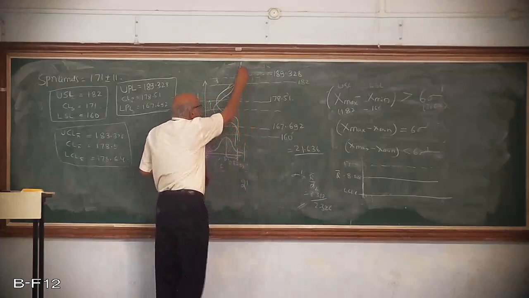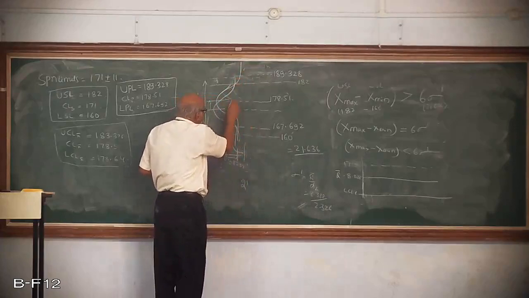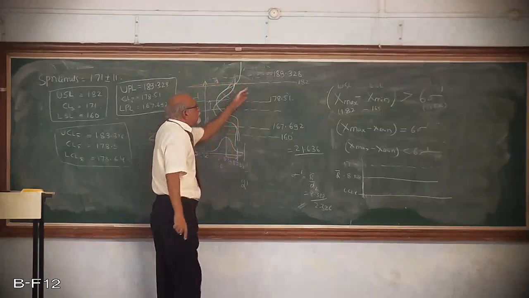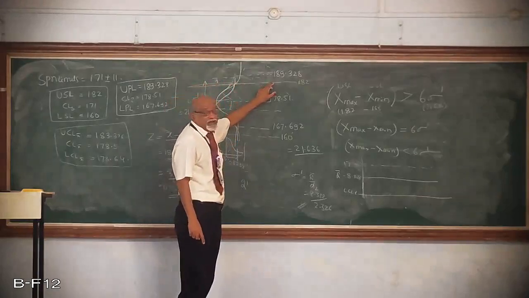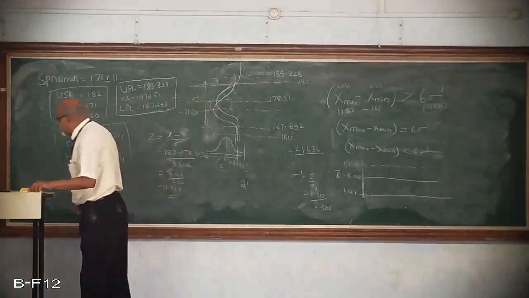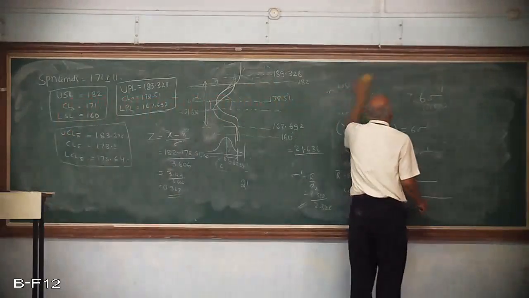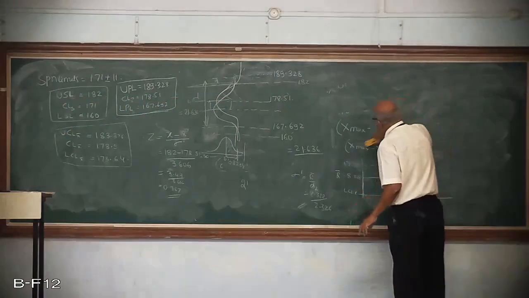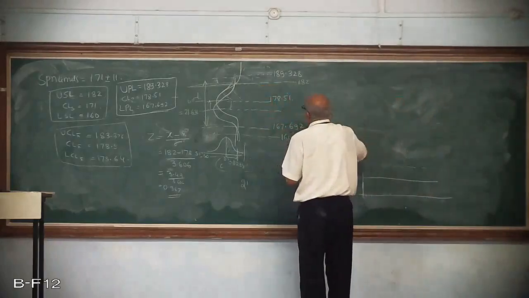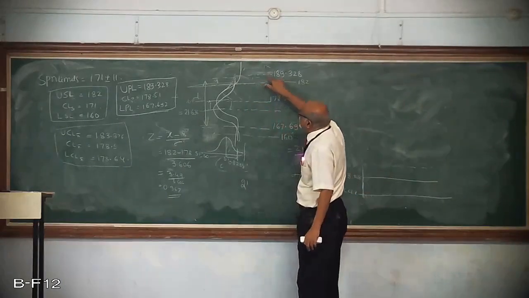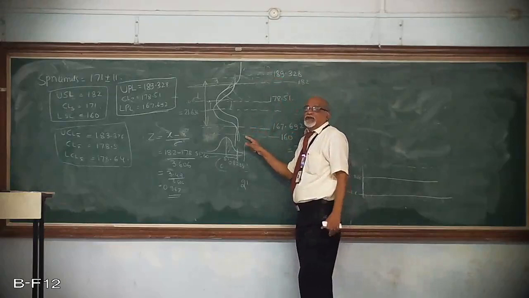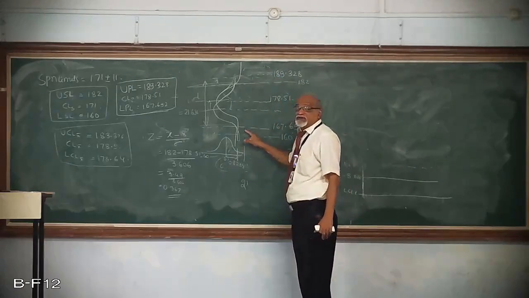So I will shift the process average from this one to such a level that, in that case, the upper process limit, whatever is there, should coincide with the upper specification limit. Upper specification limit is 182. Okay. Hope you have understood this. Now I am going to answer this particular part. I have to change the process average. I will make the upper process limit equal to the upper specification limit, and I will not make the lower process limit equal to the lower specification limit.